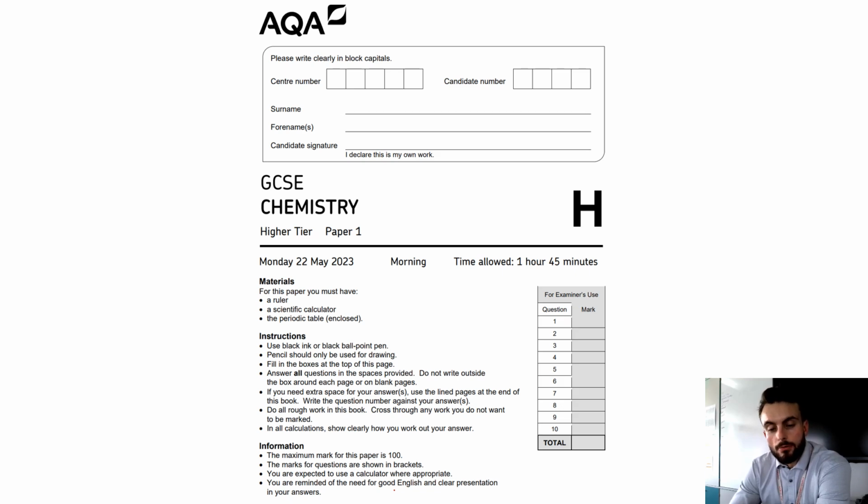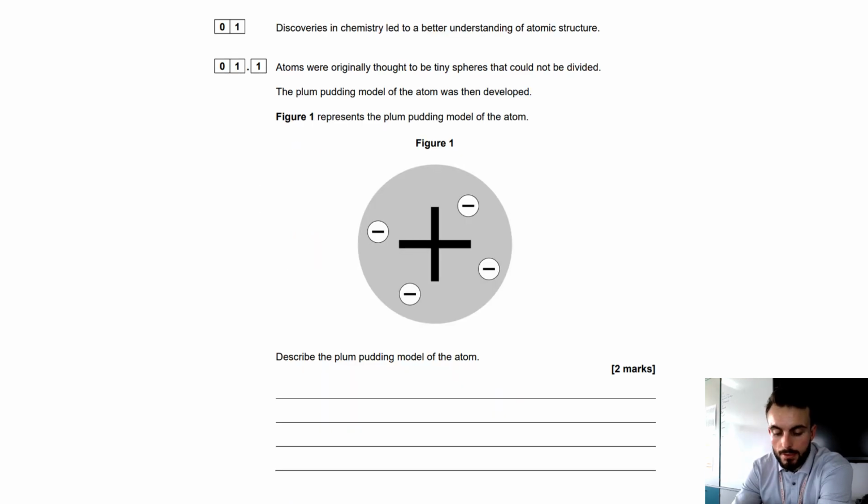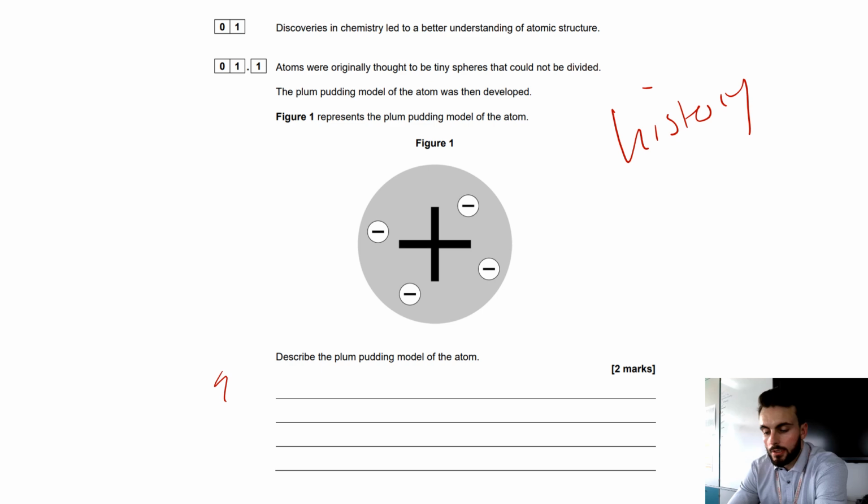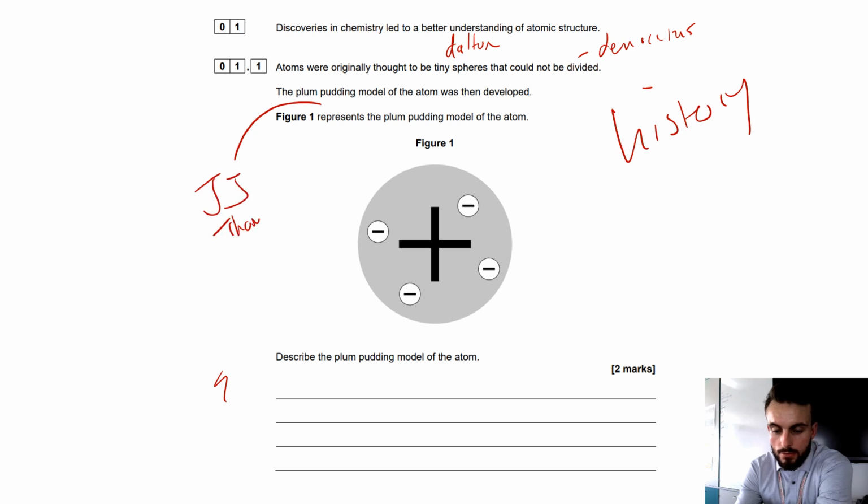So here we go. Question 1 is about the history of the atom. This is your one where you should know your timeline, Democritus, your John Dalton, your J.J. Thomson, all that stuff. Atoms originally thought to be tiny spheres, could not be divided. Tiny spheres was Dalton, and then obviously cannot be divided was Democritus. Plum pudding model of the atom was then developed, which was good old J.J. Thomson. So here's your picture, plum pudding model.